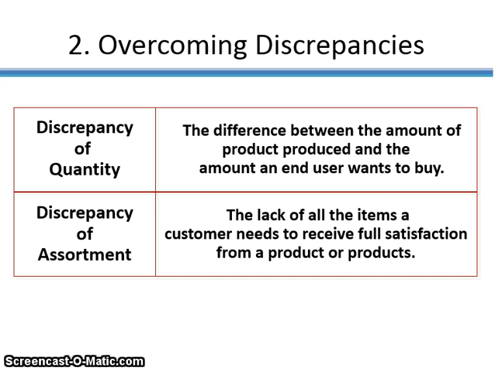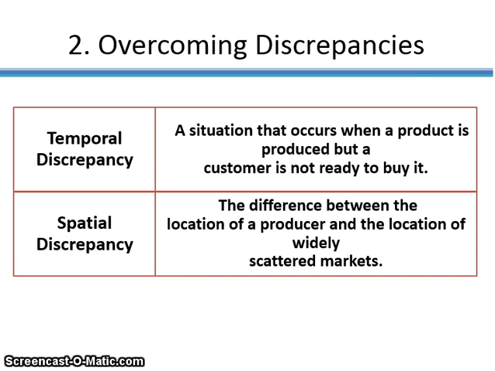The second one is discrepancy of assortment. For example, if an individual consumer wants to prepare a meal and there are 5 or 6 ingredients that need to be purchased in order to prepare that final meal, a retailer or an intermediary helps bridge that discrepancy of assortment. The third one is temporal or time discrepancy, which means that a manufacturer might be producing the product year-round, but certain products are only used at certain times of the year, and therefore wholesalers and retailers help bridge that gap.